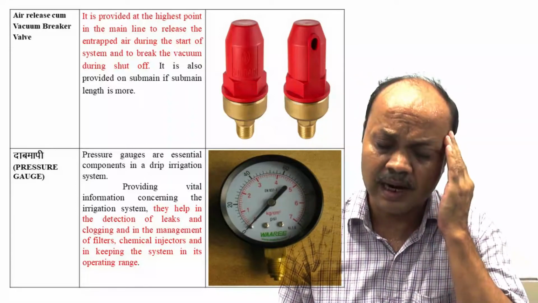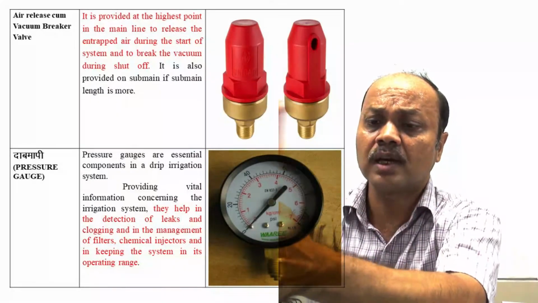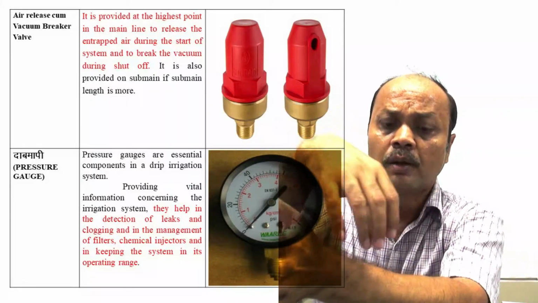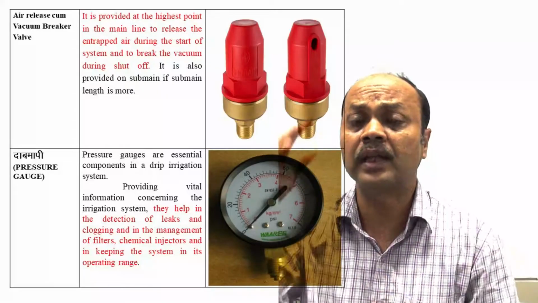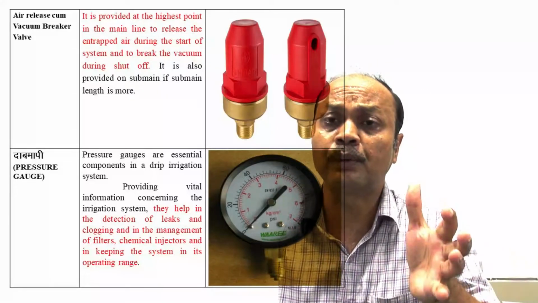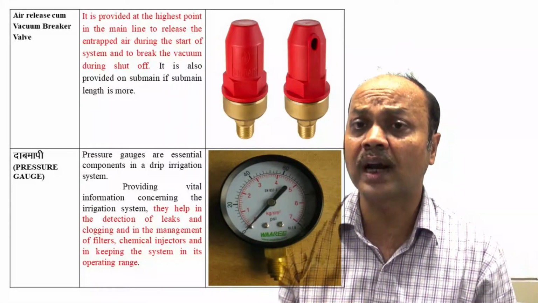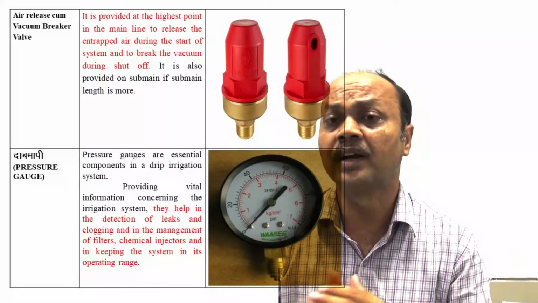Suppose that at the start of the filtration system in the pipeline, before the water goes into the filtration system, you put a pressure gauge, and another after the filtration. With time, if there is a higher pressure drop between before and after the water passes through your filtration system, you know that your filtration system needs to be cleaned.